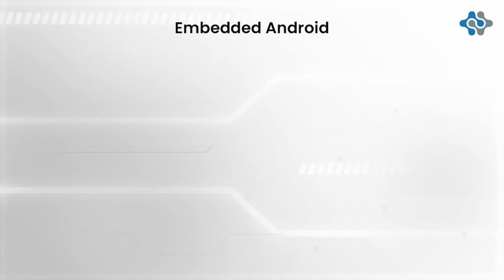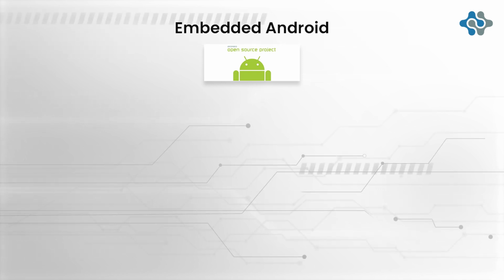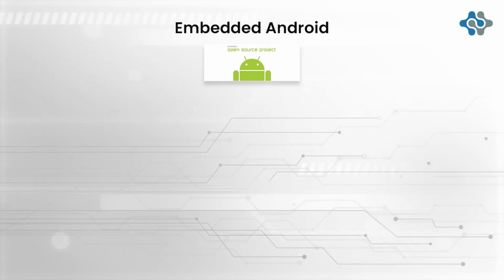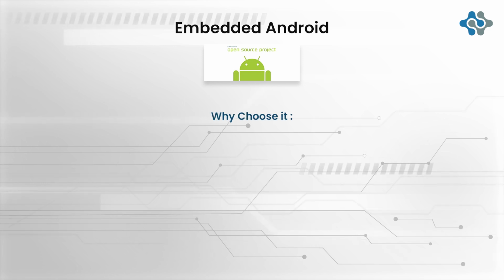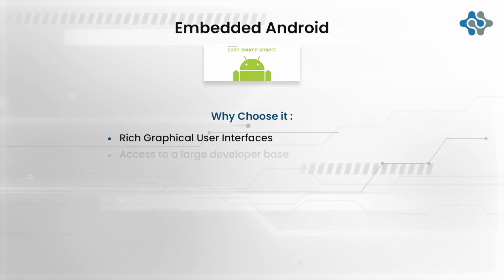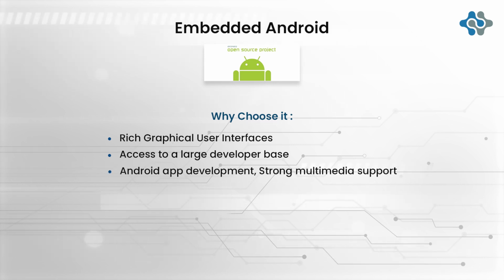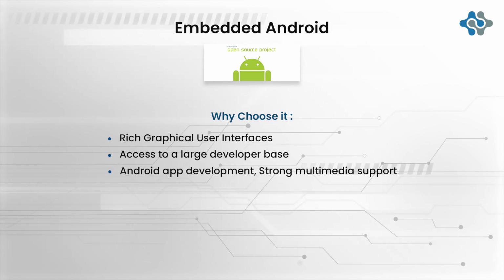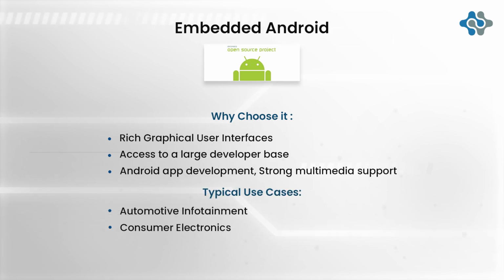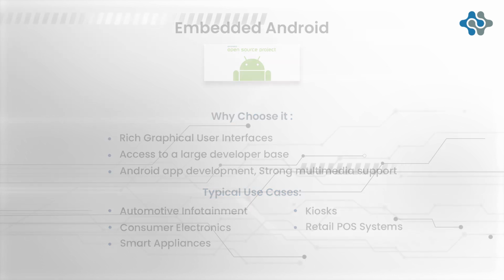Embedded Android. Based on the Android Open Source Project, AOSP, this brings the familiar Android environment to embedded hardware. Why choose it? Excellent for rich graphical user interfaces, it provides a robust application framework and sandboxing, access to a large developer base familiar with Android app development, and strong multimedia support. Typical use cases: automotive infotainment, consumer electronics with displays, smart appliances, kiosks, retail point of sale systems.